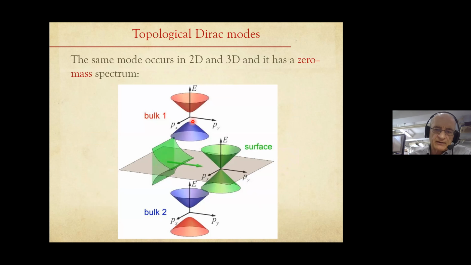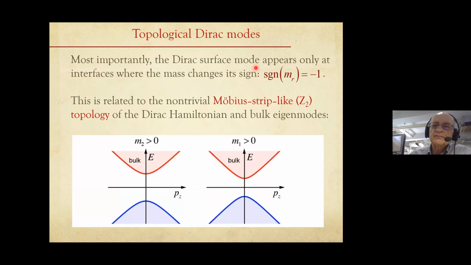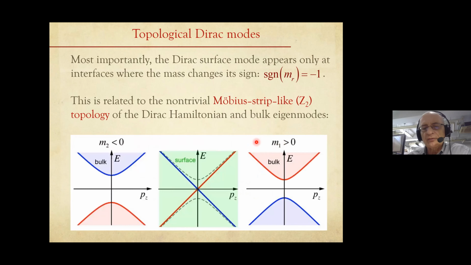So here there is a spectrum, and then the red, blue changes to blue, red, from block 1 to block 2, and then the gap goes to zero at the surface. The Dirac surface mode appears on interfaces where the mass changes its sign. So this is related to the non-trivial Mobius strip Z2 topology of the Dirac Hamiltonian and bulk eigenmode. So you have M1 positive, M2 positive, and there is here, let's say, red, blue. But if you change from positive to negative, you get these edge states, and the red goes to blue and blue goes to red. So the Dirac surface mode appears only at the interface where the mass changes sign, and is related to this topological feature here.